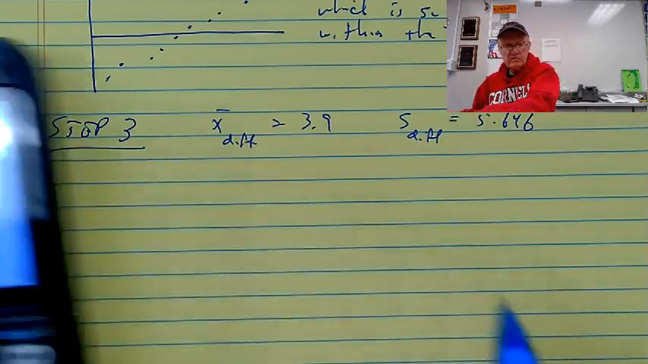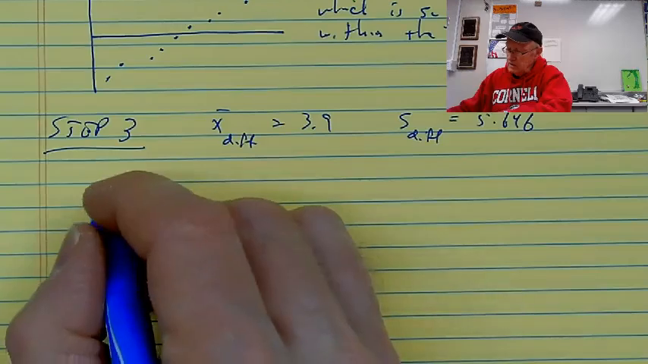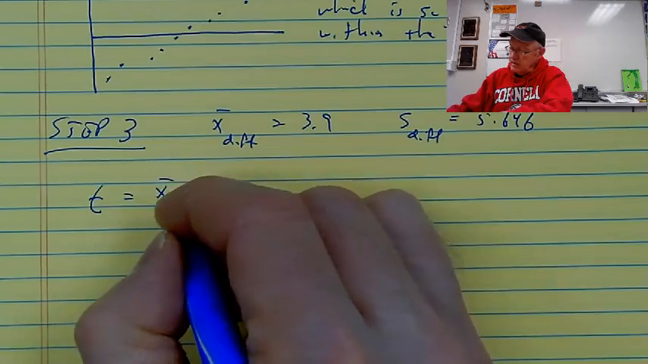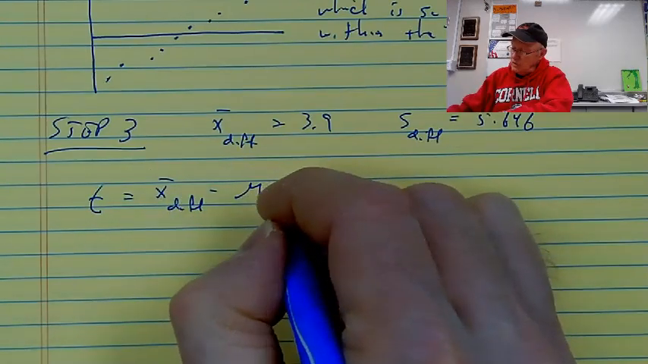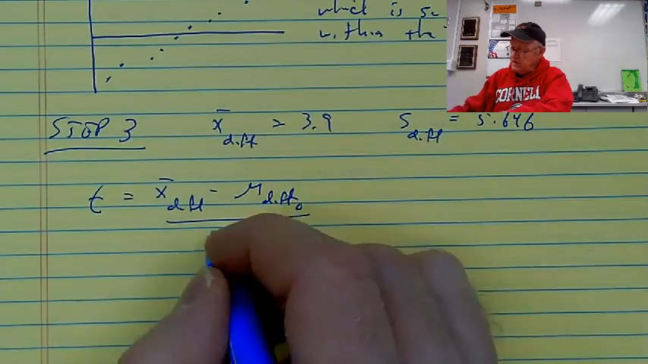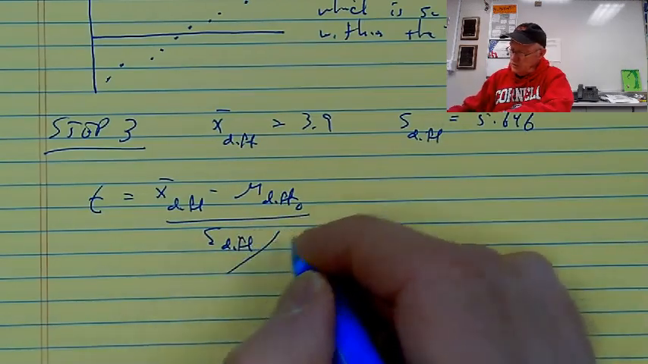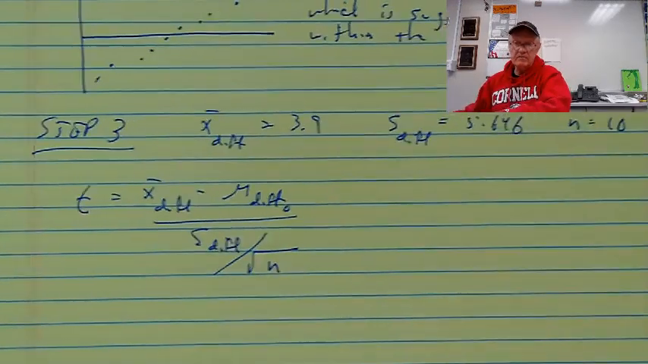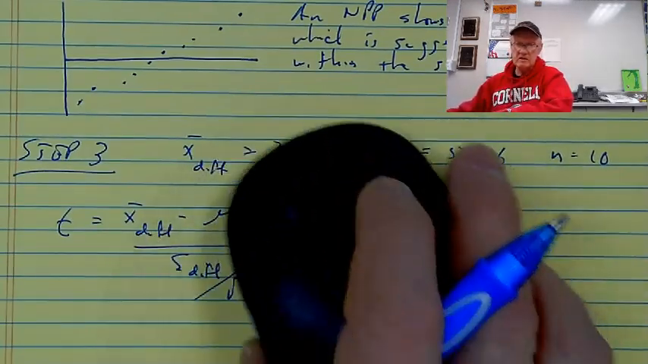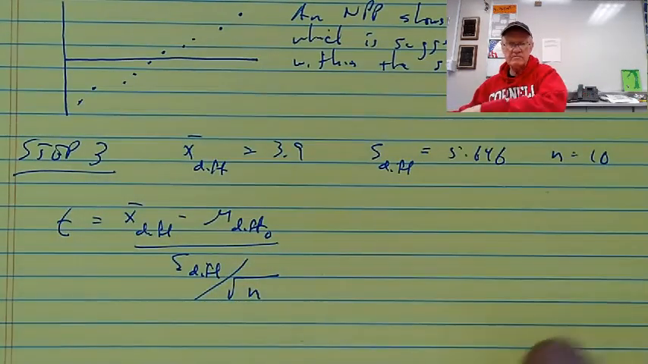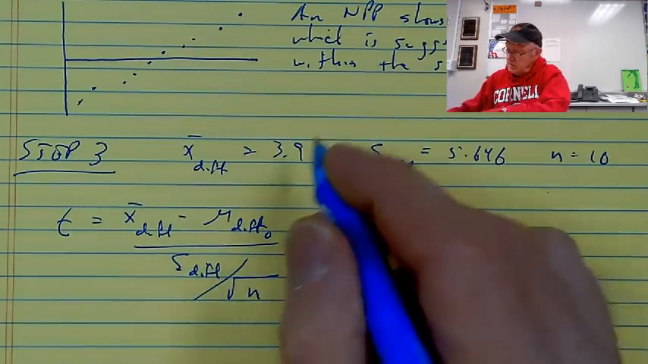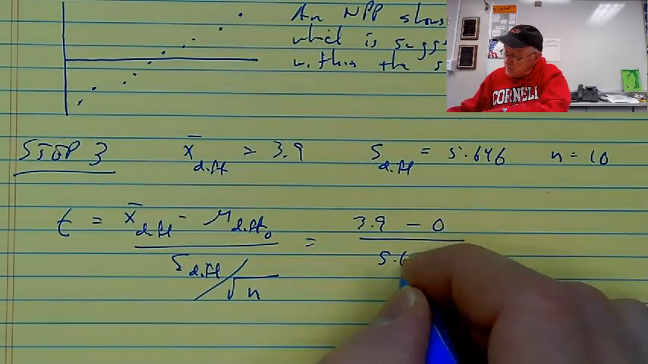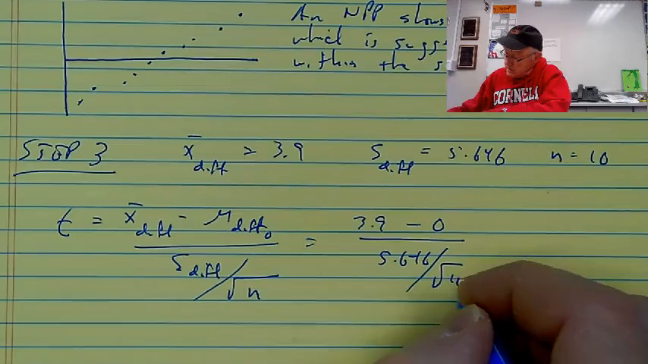Now, I'm just going to keep my calculator handy while I do the work. T is equal to x bar diff minus mu diff naught divided by S diff over the square root of n. And I can write that down to here. N equals 10. It does not equal 20. Okay. Now, this equals 3.9 minus 0 over 5.646 over the square root of 10, which in turn equals our t-score, which is given to us right there, 2.184.